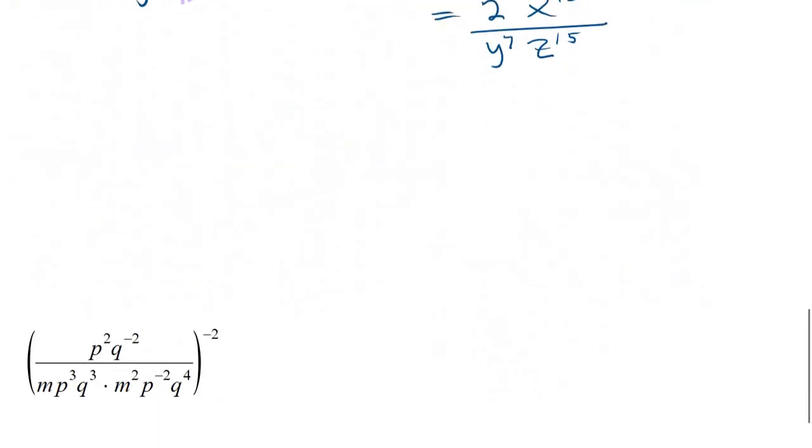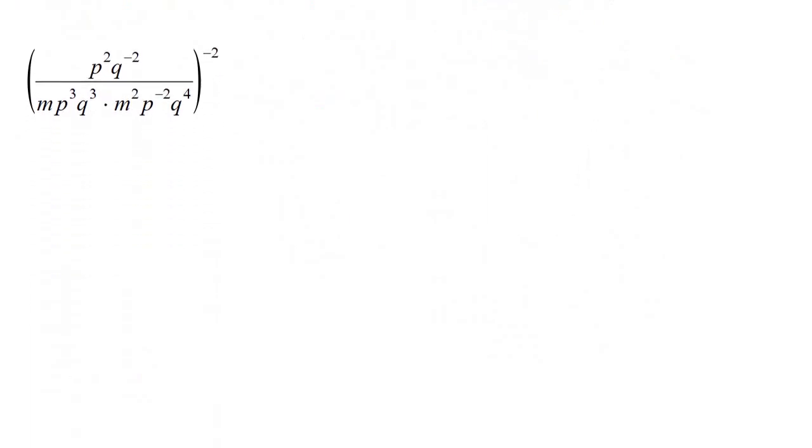Now the last example is this, where we have the power that applies to every single thing. So I will do that first. I'm going to apply this negative 2 to every single thing.